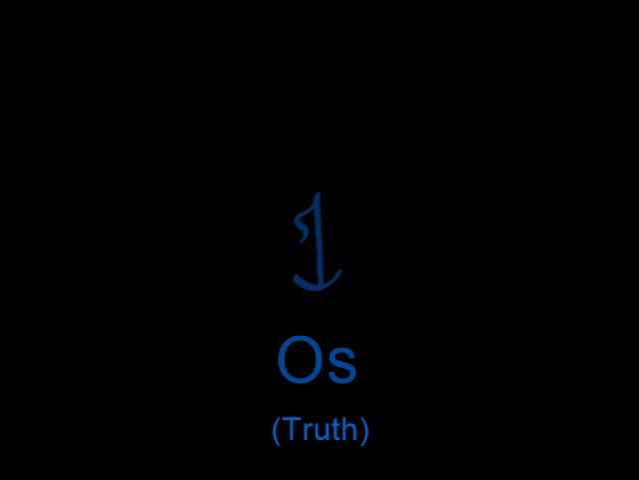Next is the letter os. This has a meaning of truth and is used in words that have validity as a verification of concepts and as the establishment of meaning.